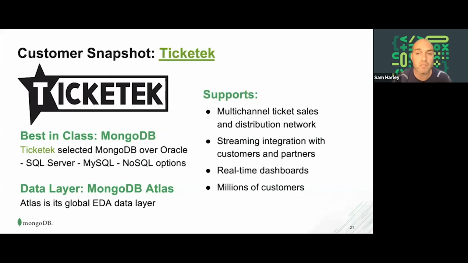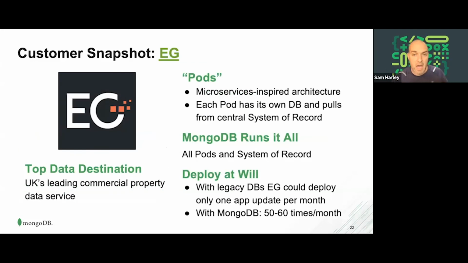Ticketek, as many of you know, is Australia's largest sports and live entertainment ticketing company. Ticketek chose MongoDB over relational database technologies to power their core ticketing platform. MongoDB Atlas is the data layer for the event-driven architecture that supports their multi-channel ticket sales and distribution network. The platform also supports streaming integrations with customers as well as partners to feed real-time dashboards so that Ticketek can analyze ticket sales trends.